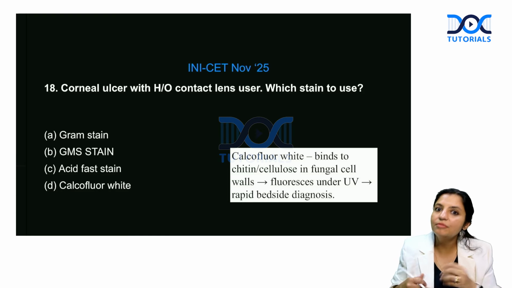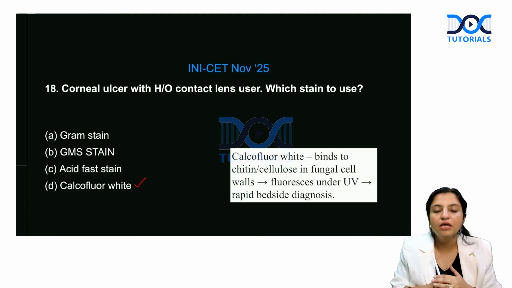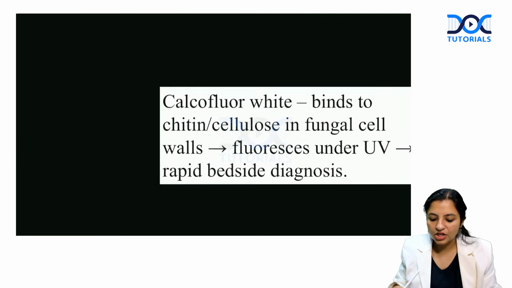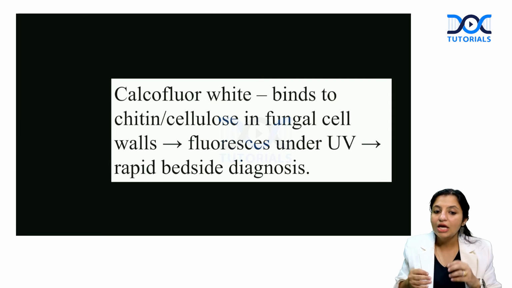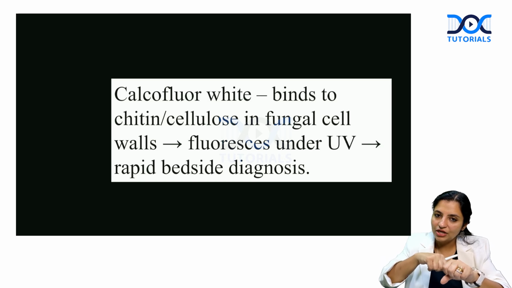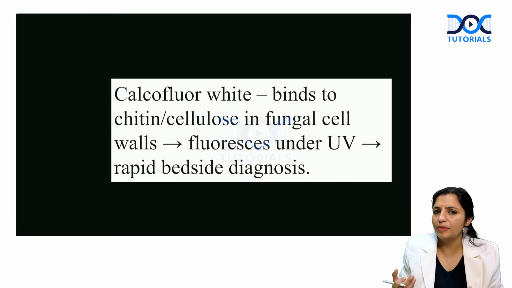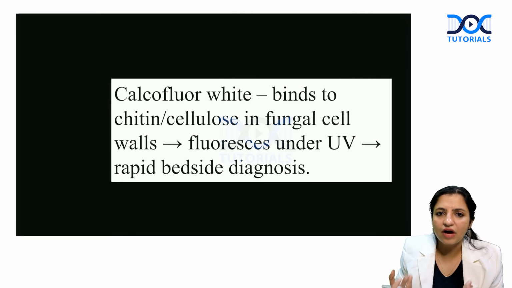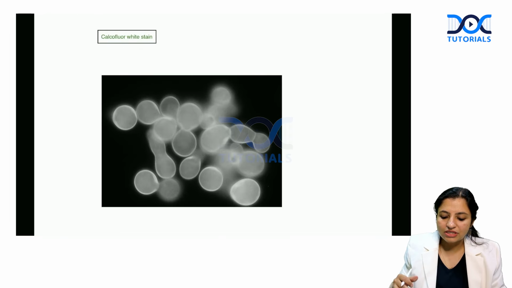To identify them rapidly at the bedside, we use a stain called calcofluor white. What does calcofluor white do? It quickly binds to the chitin or cellulose present in the fungal wall, and as soon as you put UV light on it, it starts shining. So it's a very rapid stain to pick up that a person is having a fungal or acanthamoeba keratitis. This is how it looks.